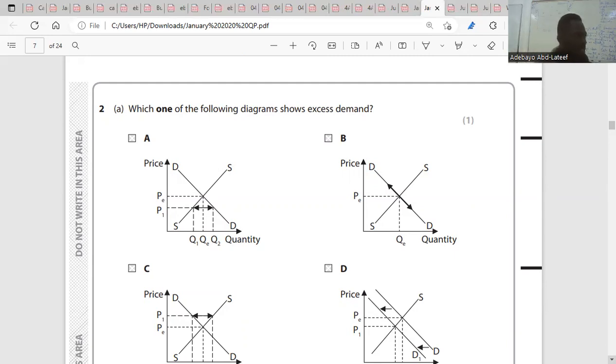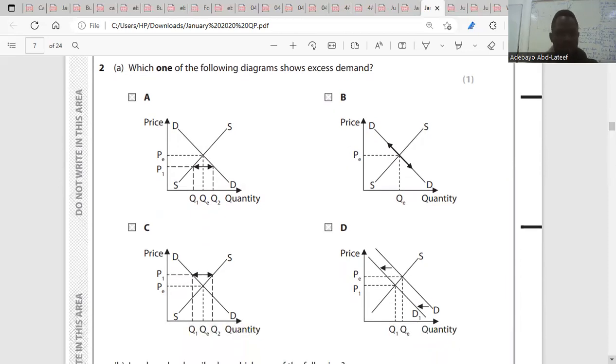What is the equilibrium price? The equilibrium price is the price of agreement between the quantity demanded of the product and the quantity supplied. So whenever the price falls below the equilibrium price, it's going to lead to what? Excess demand. Price above the equilibrium price will lead to excess supply. So look at what we have in the graph. We have below the equilibrium price at P1, above the equilibrium price at P1 for C, nothing for B, and nothing for D.